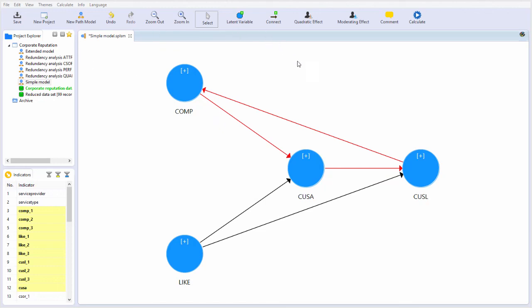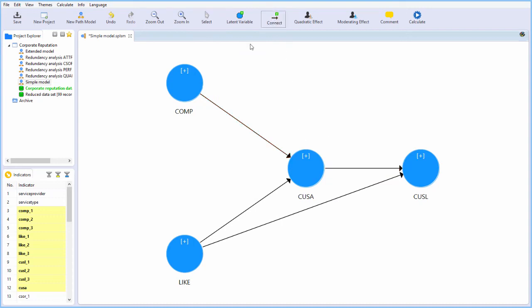And SmartPLS uses color to show you errors. Red is always bad. Whenever you see something in red in your drawn model here in the modeling window, you know you've got something to fix before you can estimate the model. And the way you would fix it in this case, of course, is to reverse the directionality of the path between competency and customer loyalty.